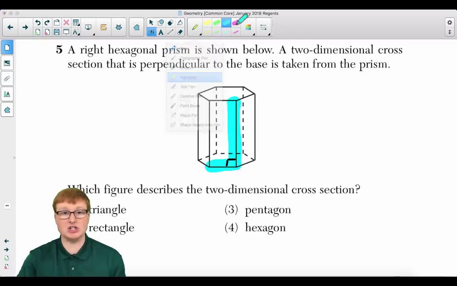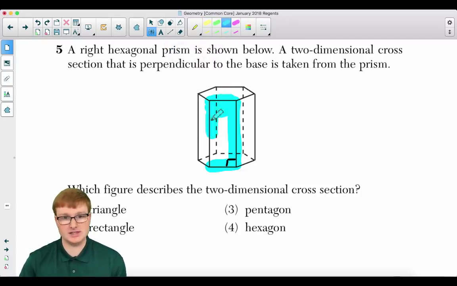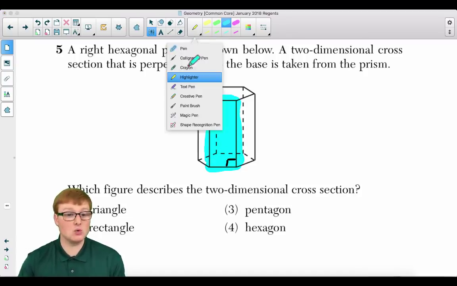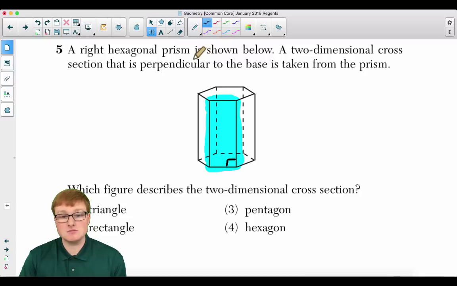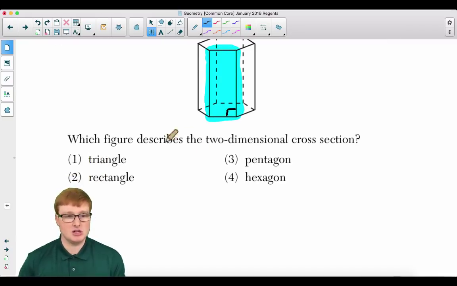Well, you're trying to find the shape of what this is. Well, what is this shape? Well, it's a rectangle. And if you chose hexagon, you were thinking of the base, but you're not taking a hexagon and cross-cutting it on a perpendicular. It's just not possible. So your answer is actually going to be choice 2, a rectangle. That's your cross section that you're looking for.